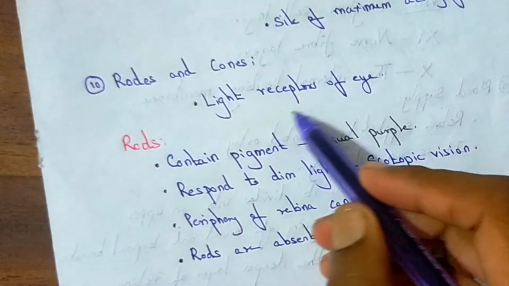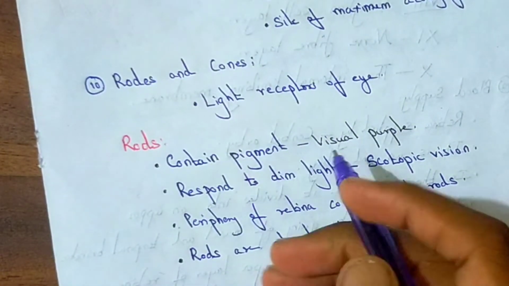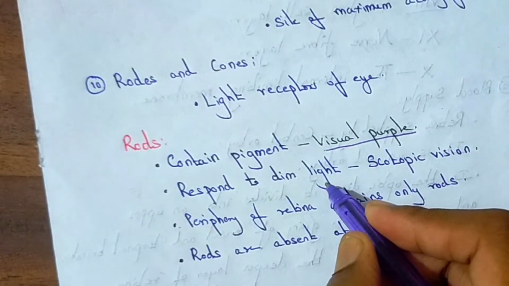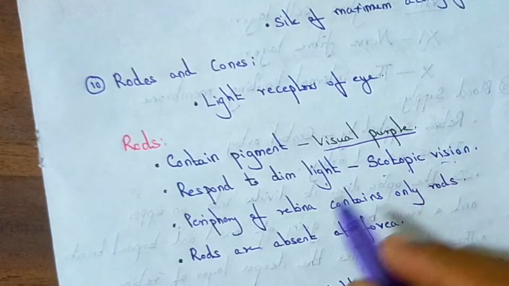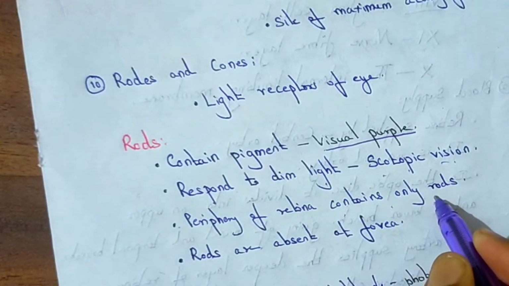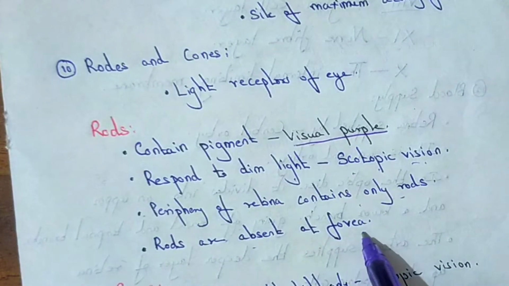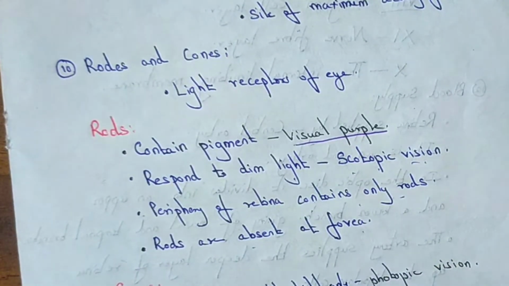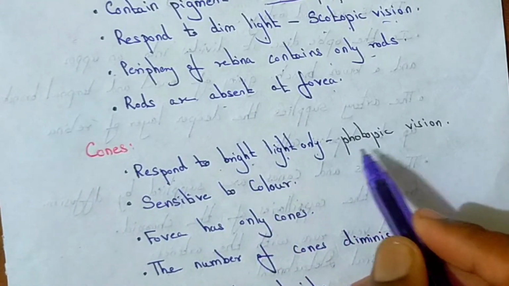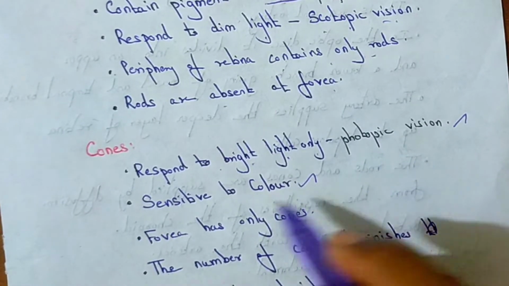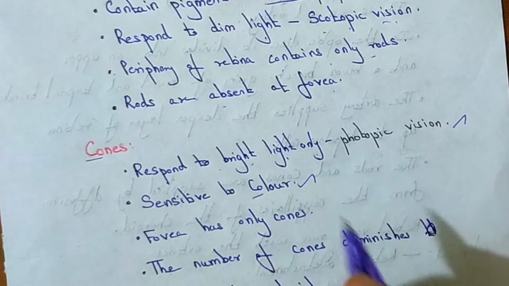Okay, now let's see about the rod and cone cells. They are the light receptors of the eye. The rods contain the pigment visual purple. The rods respond to dim light, that is scotopic vision. The periphery of the retina contains only rods. The rods are absent at the fovea. In the fovea, only cones are present. Cones respond to bright light only, hence it's photopic vision, sensitive to color. C for color. Got it?